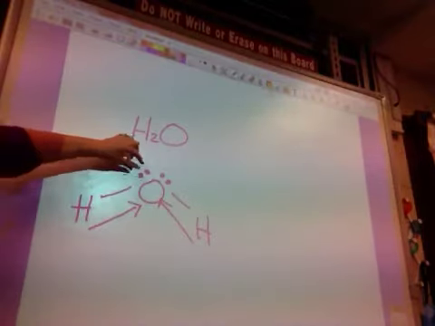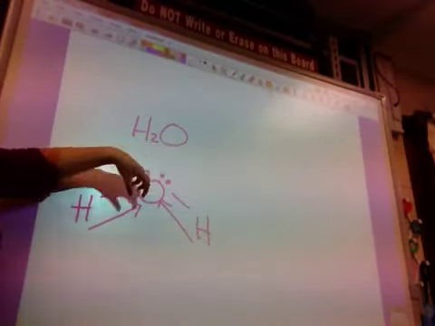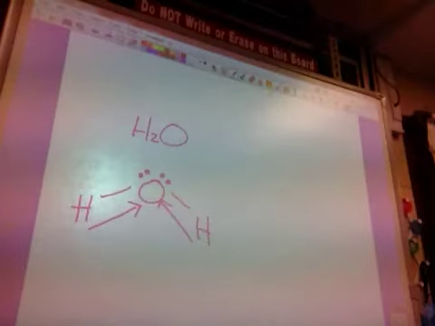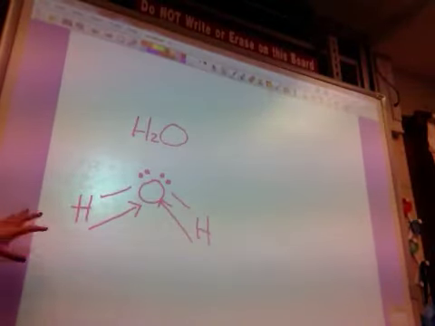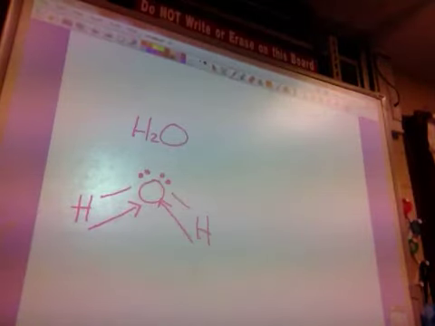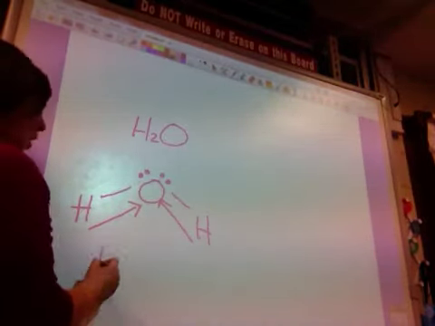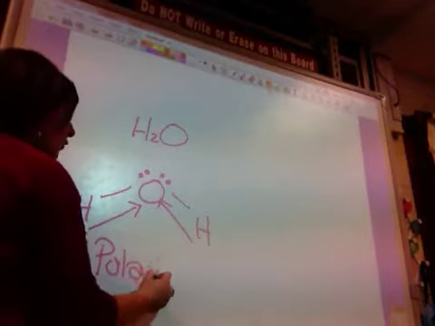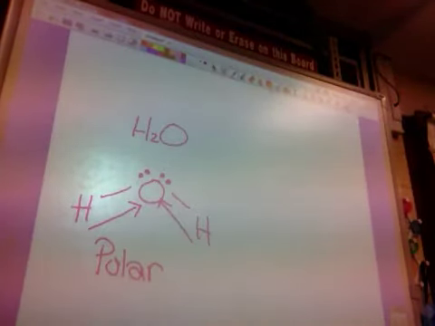Plus, oxygen has these 2 lone pairs on it as well. So there's all of these electrons that are trying to be surrounding oxygen. So nothing can really cancel out here. In this case, I call this polar. This overall is a polar molecule.